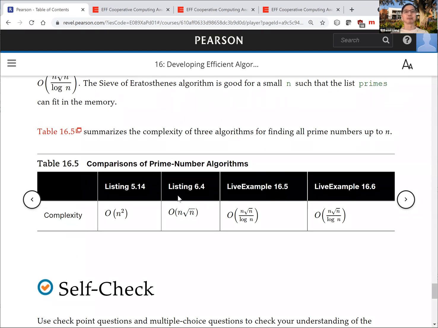This table summarizes the time complexity for the various prime number algorithms to find all the prime numbers up to n. The brute force algorithm takes order of n squared time. If you only go to the square root of n, you get order of n times the square root of n. If you only consider the divisors that are prime numbers, the complexity is n times the square root of n divided by log n, which is the same complexity as the sieve of Eratosthenes algorithm.